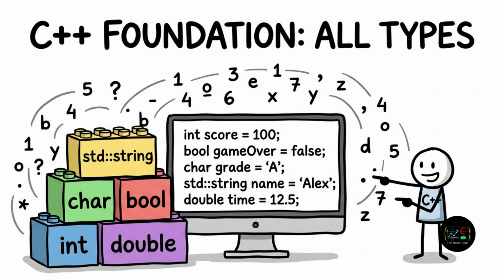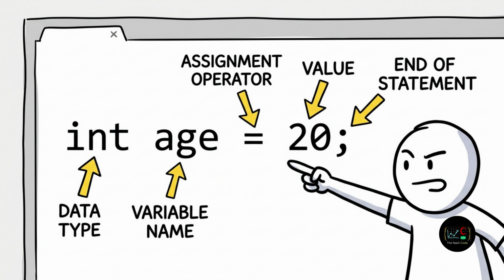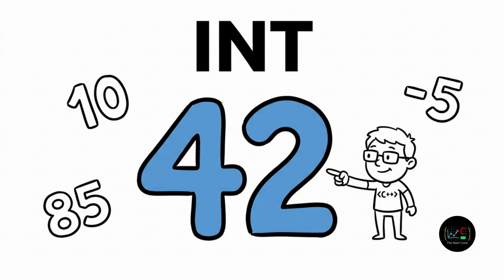Before we write complicated C++ programs, we need to understand one of the foundations of programming: data types. A data type tells C++ what kind of data a variable stores, how that data is interpreted, and generally how much memory it needs. For example, int age = 20; int is the data type, age is the variable name, equals is the assignment operator, 20 is the value, and the semicolon ends the statement. Let's start with int.